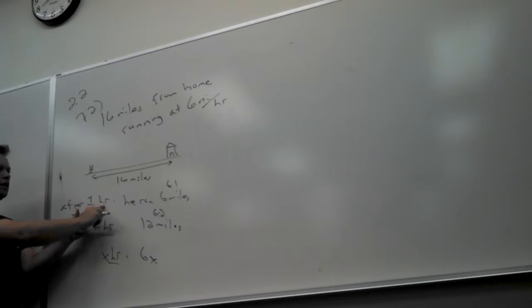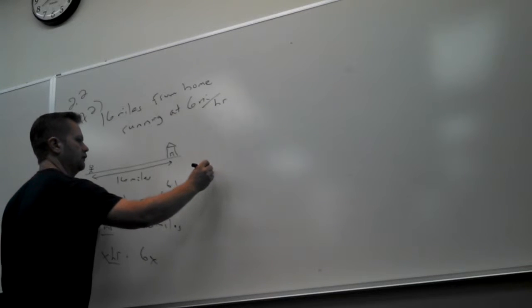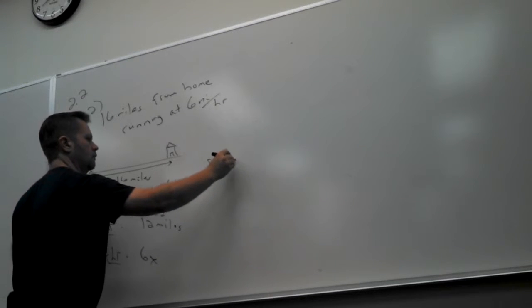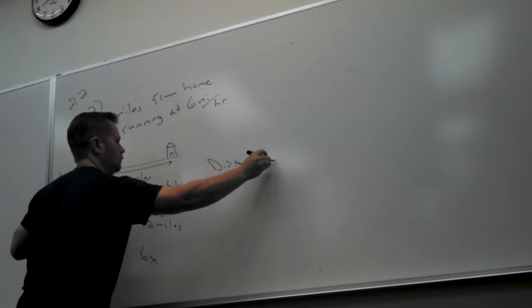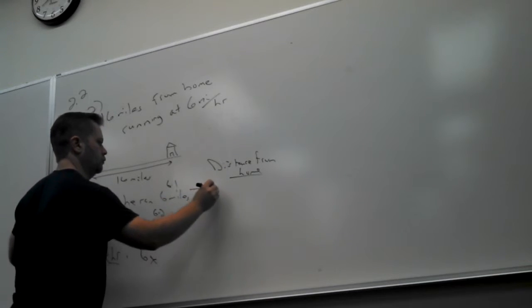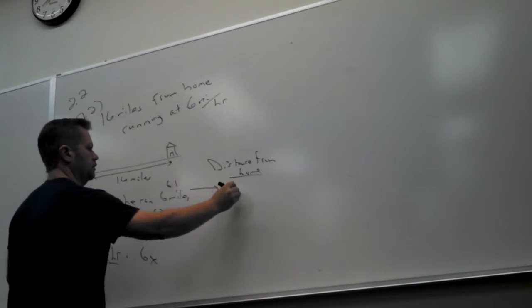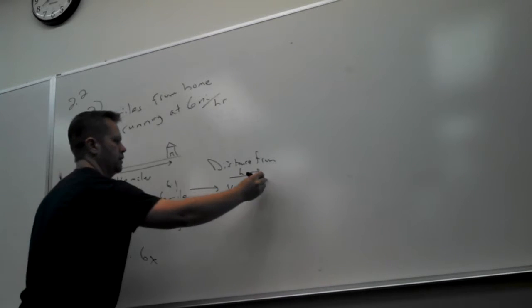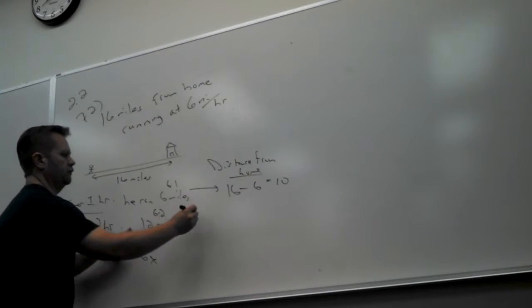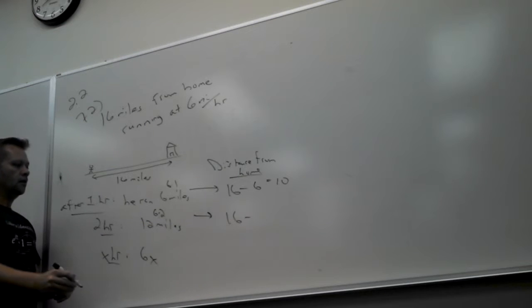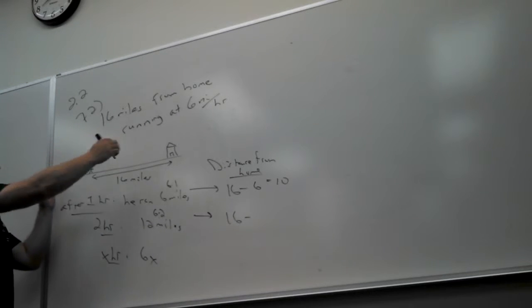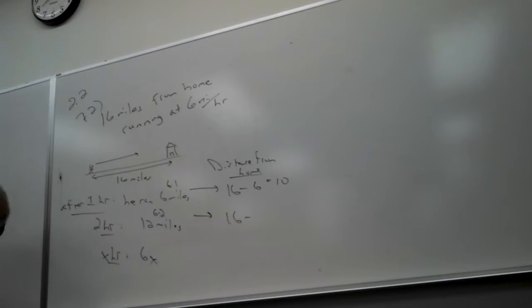So let's go back. After 1 hour, he ran 6 miles. So how far is he from home? 10 miles. Distance from home. So after 1 hour, he is 16 miles minus the 6 he ran. He is 10 miles away from home. After 2 hours, how far is he from home? 4 miles. 16 minus 12, because he's run 12 miles now. 4 miles. You guys still with me here?